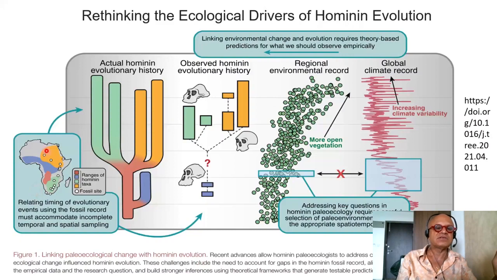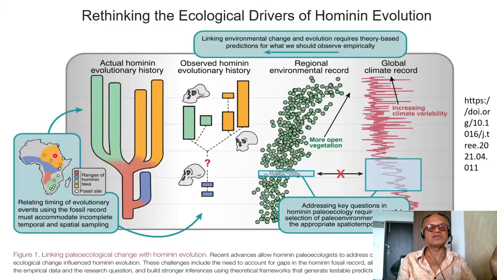Okay, so this is just a schematic we are starting with. So let's say there is a range of hominin taxa, different species of either Homo species or ancestors, Australopithecus, Paranthropus, and there are fossil sites from which these are reconstructed. So you can see there are many extrapolations involved. Relating timing of evolutionary events using fossil record must accommodate incomplete temporal and spatial sampling.